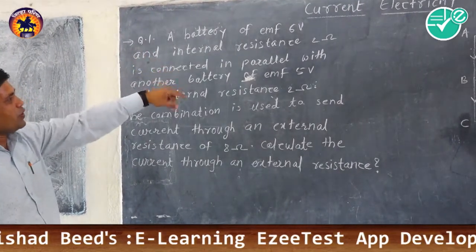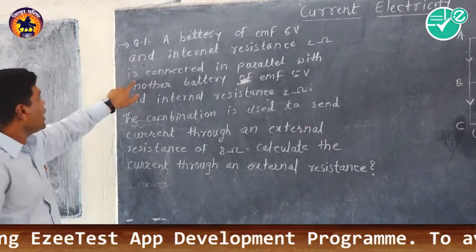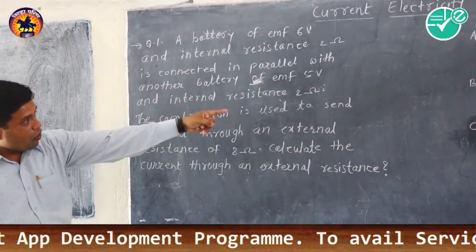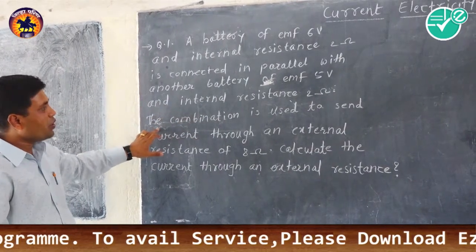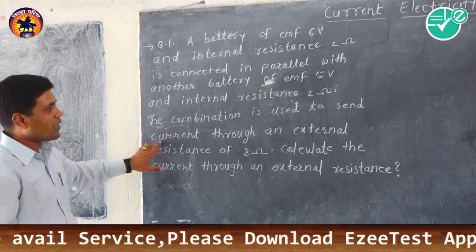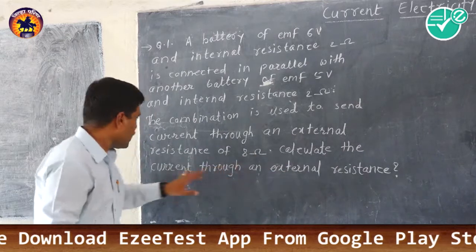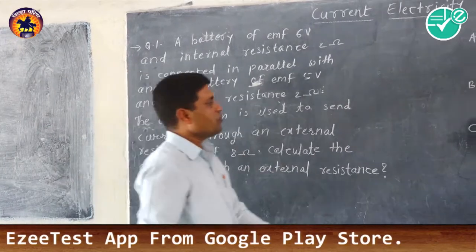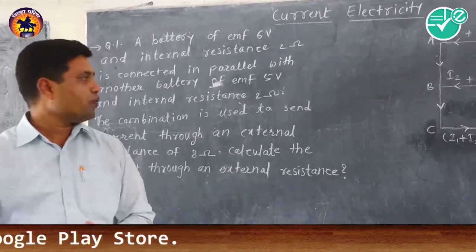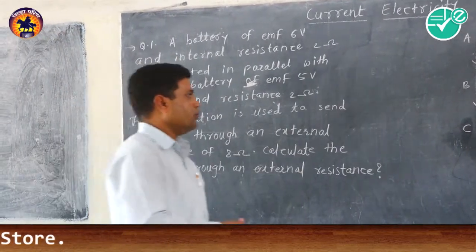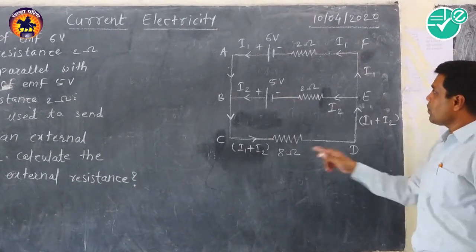A battery of EMF 6 volt, the first battery, having internal resistance 2 ohm is connected in parallel with another battery of EMF 5 volt and internal resistance of 2 ohm. The combination is used to send current through an external resistance of 8 ohm, and we have to calculate the value of I1 plus I2 using Kirchhoff's voltage law. So this is the circuit diagram for the given problem.